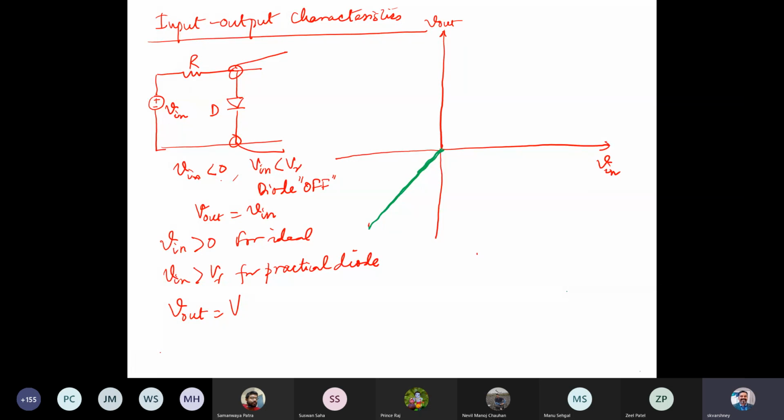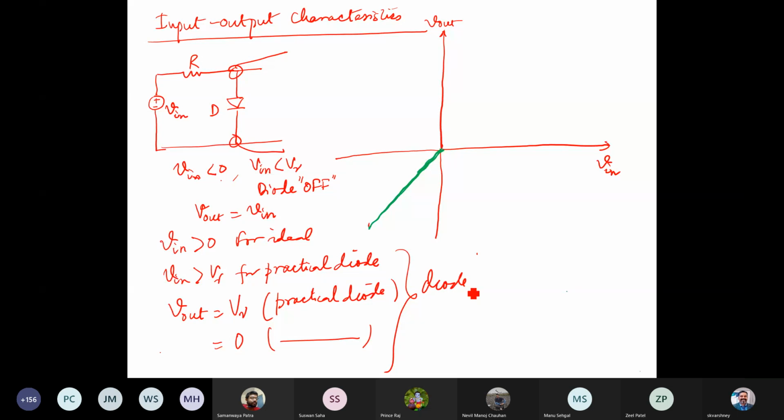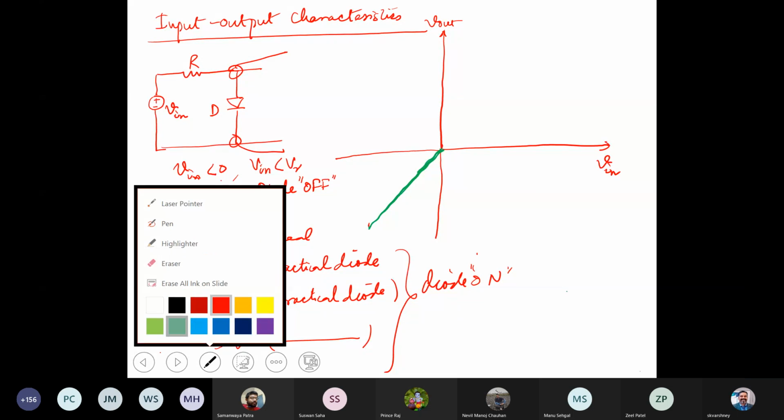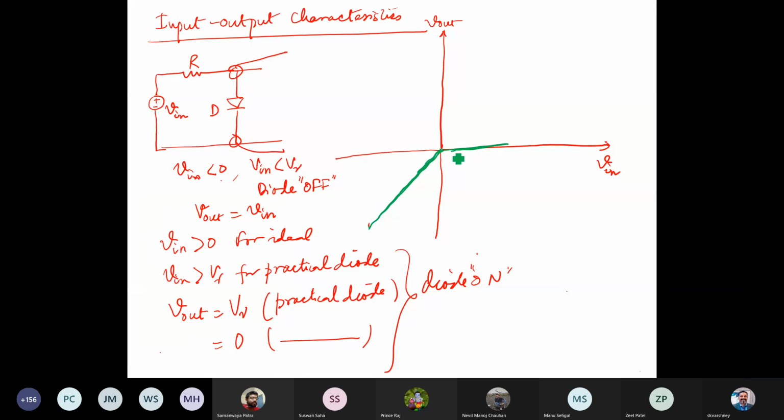So it would be simply the V gamma for the case of a practical diode, but for the case of an ideal diode it will be simply 0, because there is no voltage drop, it is a short circuit, right? The diode is on. So this means, the green one is for when V gamma is 0, that means your ideal diode.